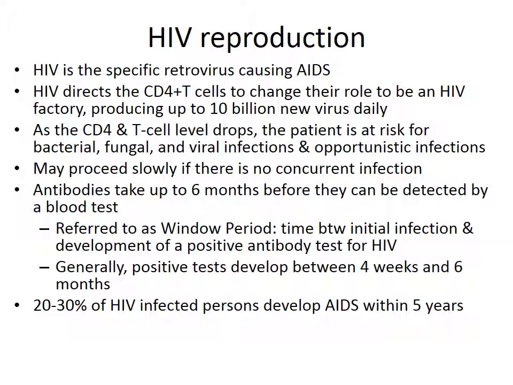Antibodies take up to 6 months before they can be detected by a blood test, and this is referred to as the window period, which is the time between initial infection and the development of a positive antibody test for HIV. Generally, positive tests develop between 4 weeks and 6 months, and 20 to 30% of HIV-infected persons develop AIDS within 5 years.